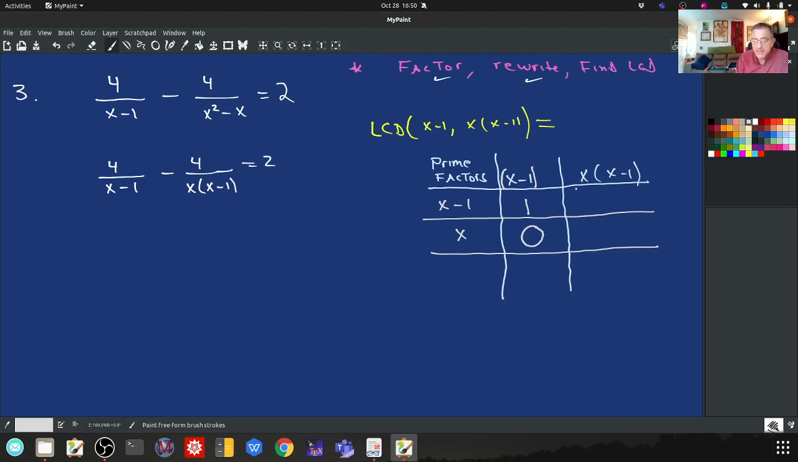Over here, the same thing. How many factors of x minus 1 do I have in x times x minus 1? That's 1. How many factors of x do I have? I have 1. So my LCD is equal to x to the, we circle, remember we circle the largest number in each row. So my LCD is x raised to the first power times x minus 1 raised to the first power. So that's my LCD. So then I say clear denominators.